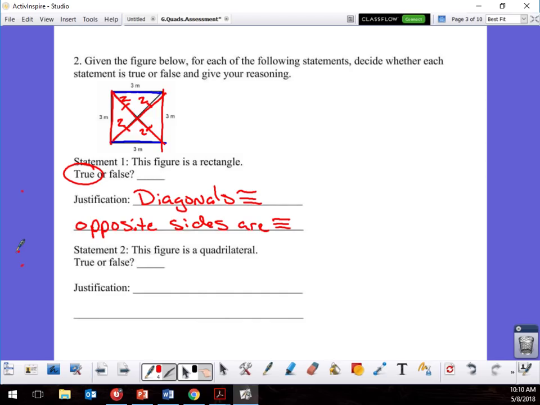Okay, but you're looking at the flow chart, right? So on the flow chart, if it's a rectangle, is it going to be a quadrilateral? Yes. All rectangles are quadrilaterals. A rectangle is always a quadrilateral. Okay, because I was able to prove this, it is a rectangle. Because of that, I could say yes, because all rectangles are quadrilaterals.